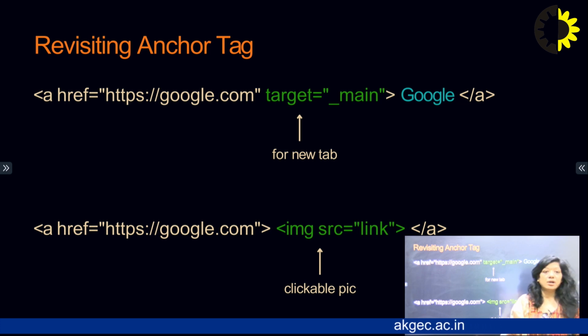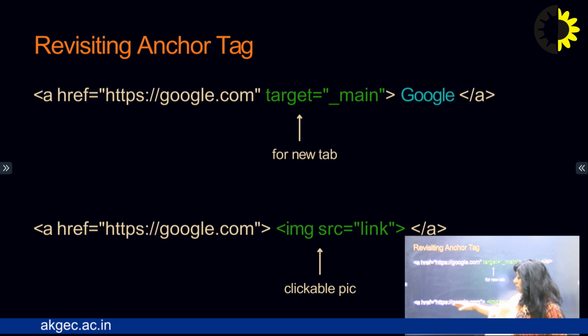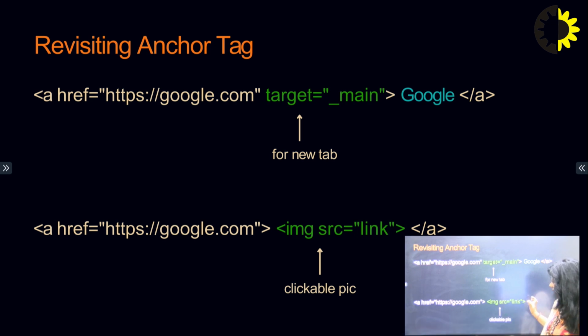If we want to open something in a new tab, that time we write target. Suppose that I want to store an image from Google. Then I write in the anchor tag the link of that image. Here the image source, link, and then the closing of the anchor tag. Image source means this is a clickable picture. When we click on this image, the image will automatically open.